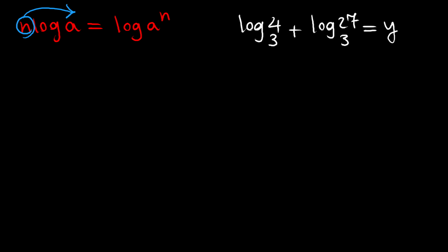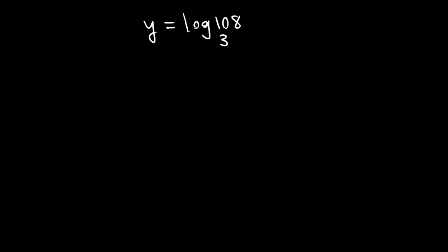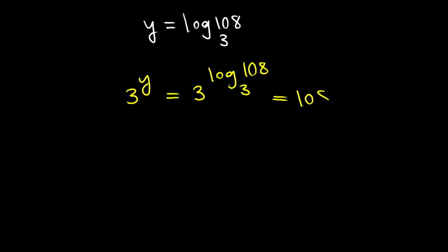Next, notice that we have a sum of 2 logs with the same base. So we can combine these two into 1 log, and that is going to be log of 4 times 27 with base 3. So 4 times 27 is 108, so y equals log of 108 with base 3. So that means that 3 to the power of y equals 3 to the power of log of 108 with base 3, which equals 108.